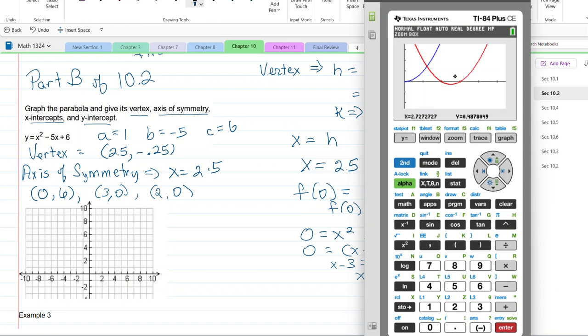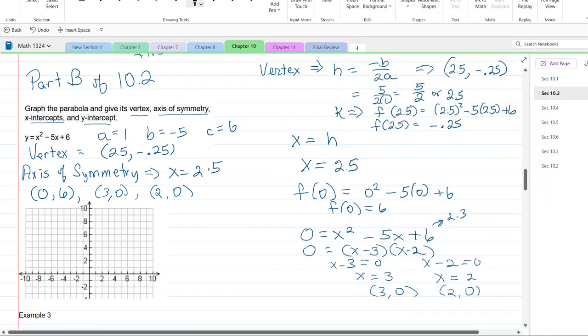Enter. Okay. And you can see that this is from 0. So this is 1, 2. That one was what we had. And this is 3. And the vertex. So we want to check our vertex. So we're going to go second calc value. And we said it was 2.5. And guess what? Oh, I have the wrong one. Here we go. We get the negative 25 hundredths. Very good. All right. So we can do it that way as well.